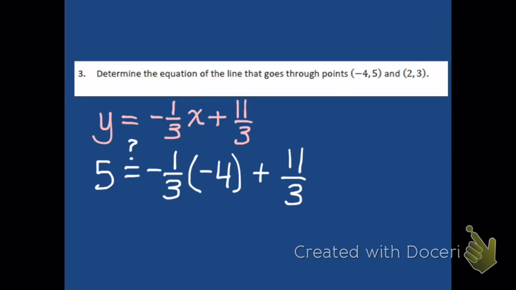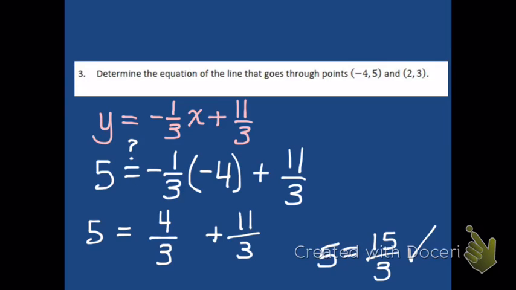And so I'm asking myself, is this a true statement? And then this point would be a solution to that. So I get 5 is equal to positive 4/3, because I got a negative times a negative again, plus 11/3. And we can see that 5 is equal to 15/3. And so that checks out. That is a solution. So that's just a double check you can do if you want to be especially sure, like on an assessment, if you got it right. So there you go.